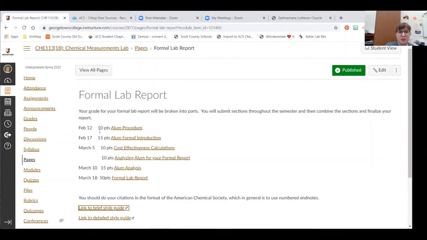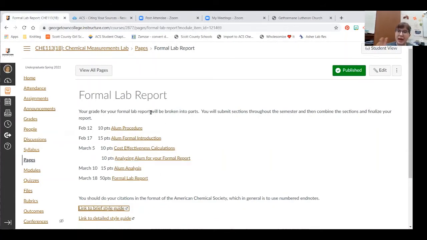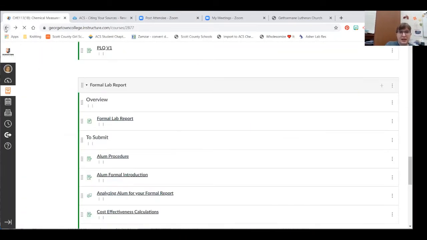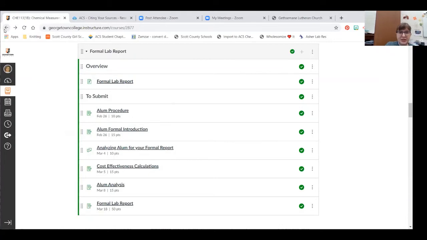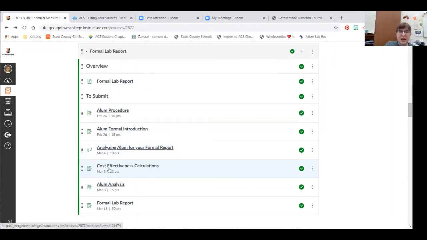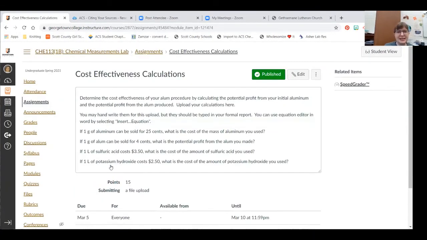Okay, so getting back to what is online. Either from the formal lab report page or from your main Canvas page where the list of assignments are, you can see that, again, the discussion is coming up. And the next thing also is the cost effectiveness calculations. I did these calculations probably in about 5 minutes. Real simple algebra.